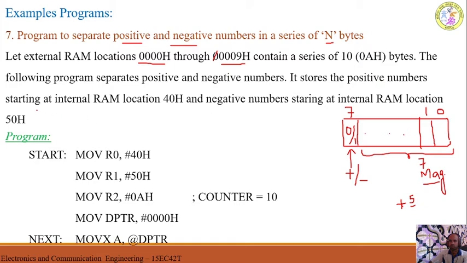It stores the positive numbers starting from the RAM location 40H.